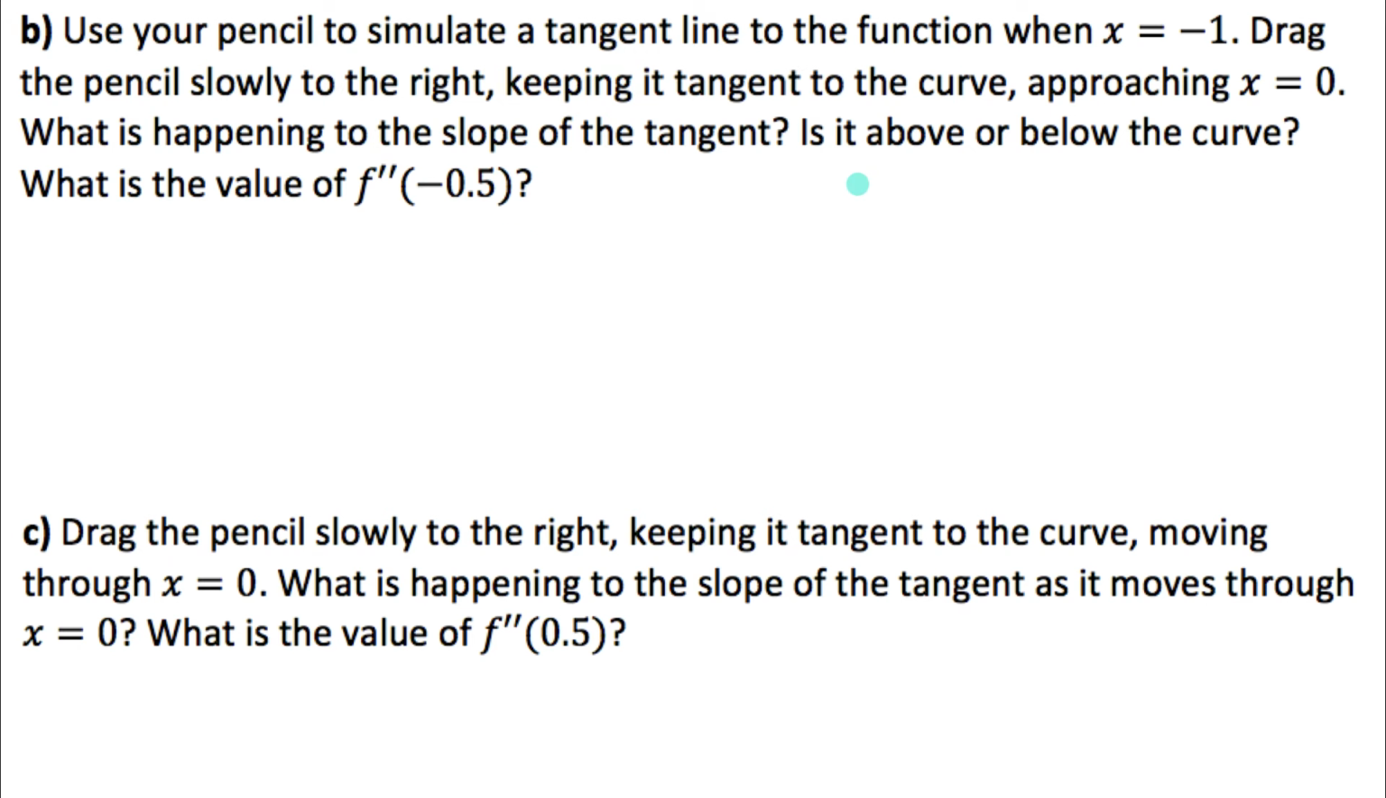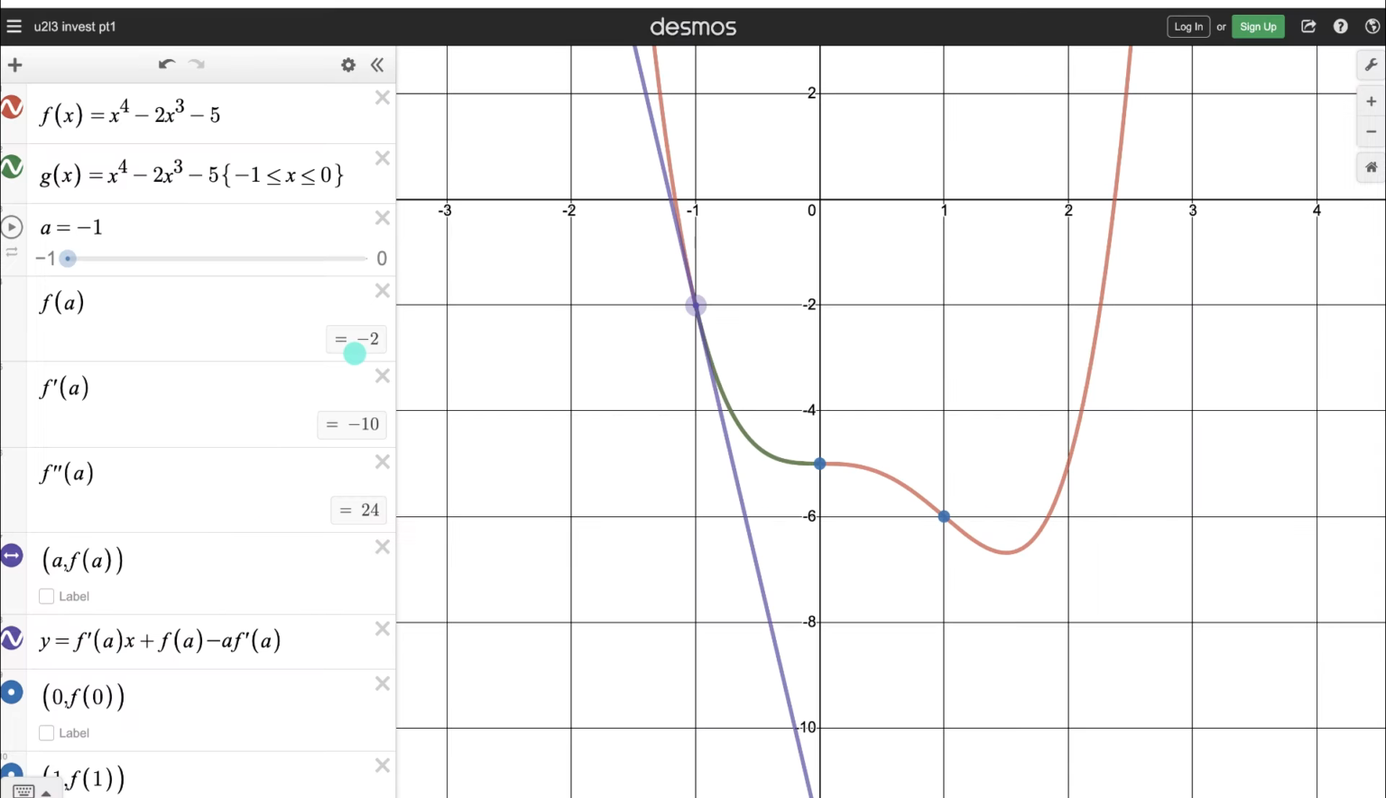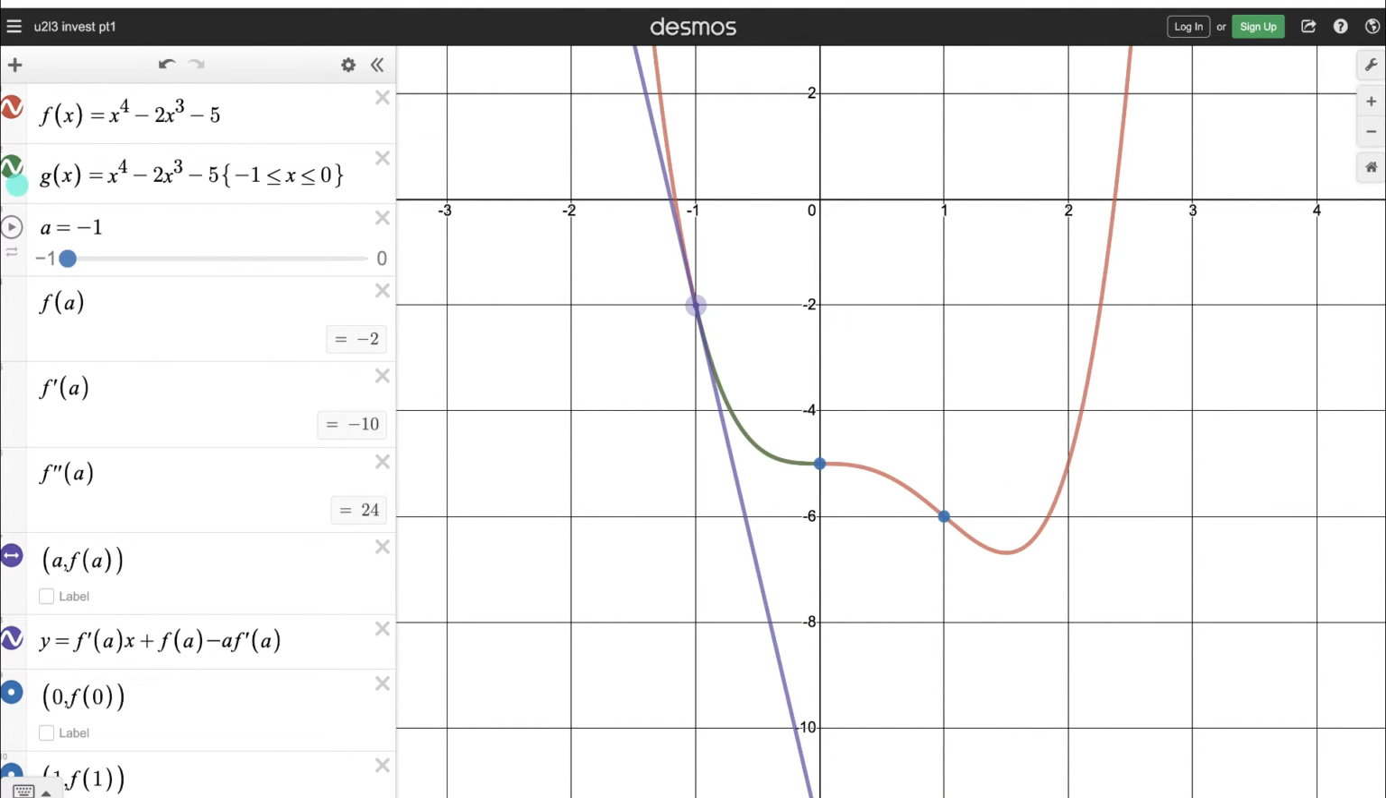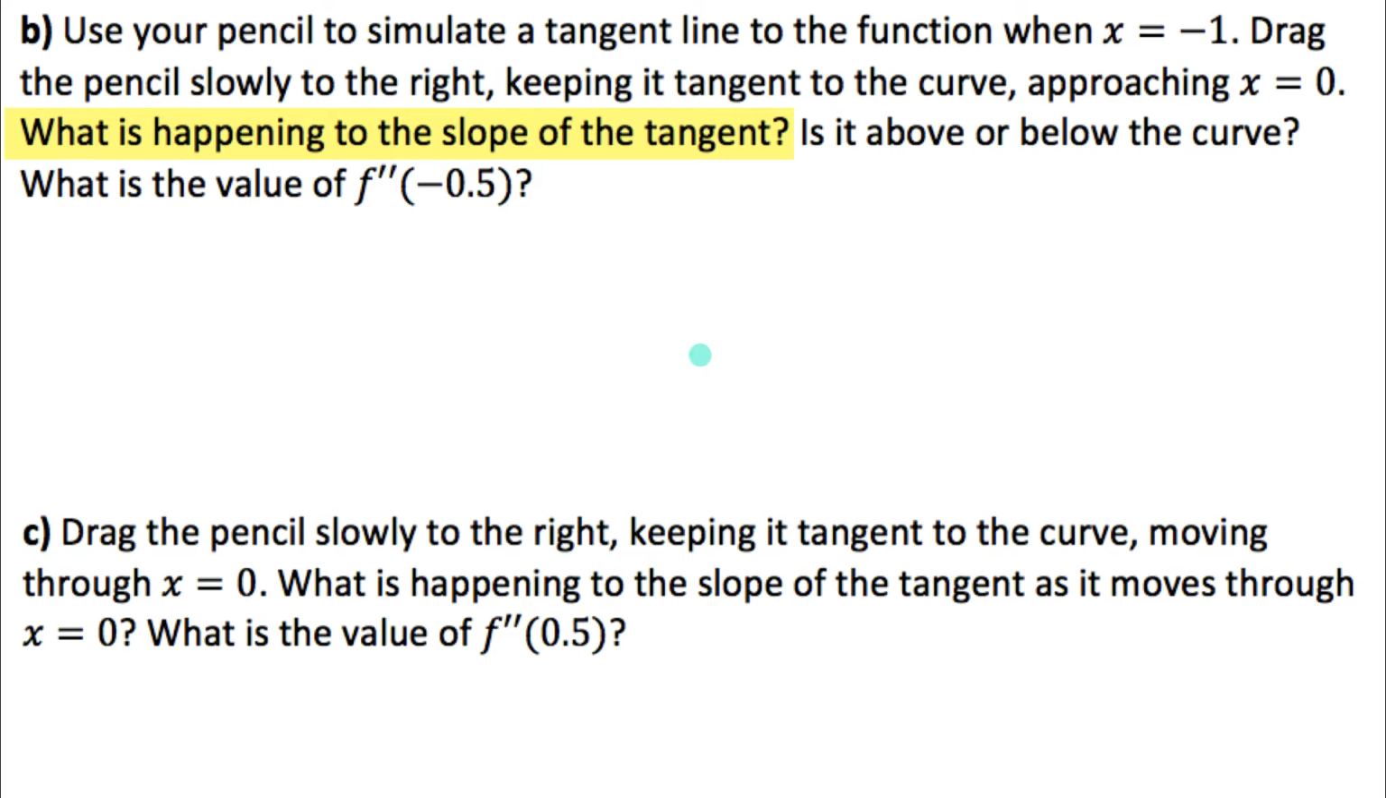And then let's answer some questions about what was happening to that tangent slope. Remember, tangent slope means slope of the function, while you dragged it from here to here. What was happening to the slope of that tangent line? So it says, what is happening to the slope of the tangent? Is that tangent above or below the curve?